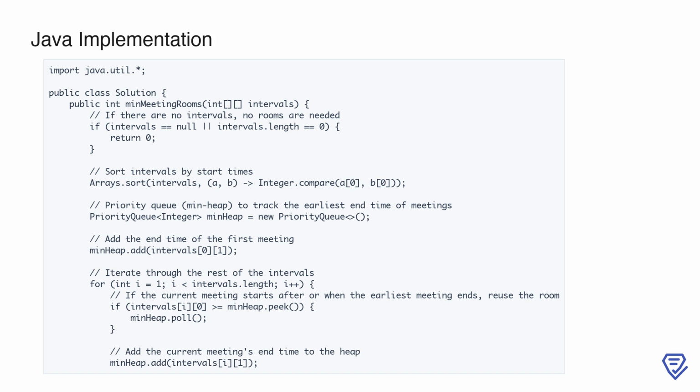Then, we proceed to iterate through the remaining intervals. For each interval, we check if the current meeting can reuse a room by comparing its start time to the earliest ending meeting in the heap. If the current meeting starts after or at the same time as the earliest ending meeting, we remove that meeting from the heap, effectively reusing the room.